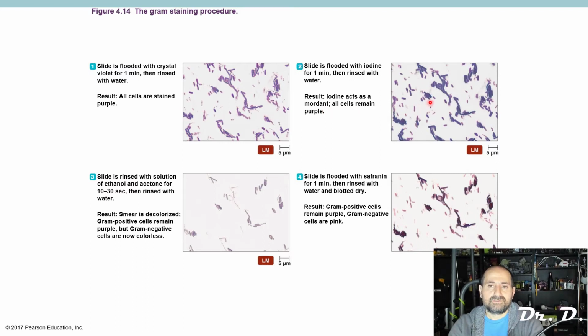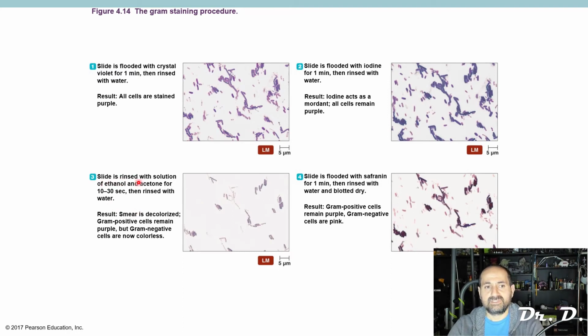What really happens here is that a crystal violet iodine complex forms. So crystal violet and iodine complex and become bigger, and this reduces the permeability of crystal violet. What does that mean? It makes it harder for the crystal violet to get washed out of the cells. Okay? Now, the cells at this point are still purple. What do you do next?